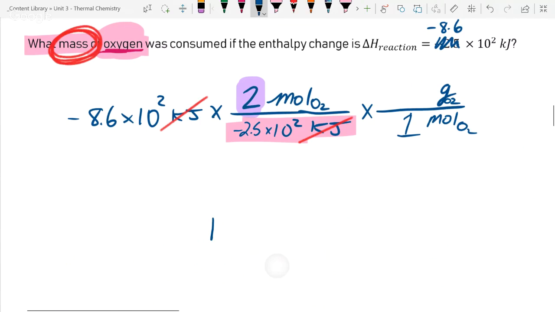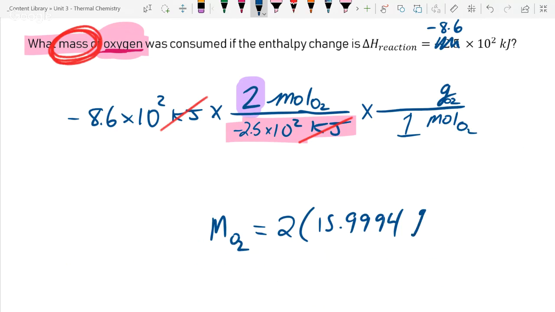Double it, right? We would say the mass of O2, again, you don't have to write this out, but if you felt so inclined, you would say it's 2 times 15.9994 grams per mole, and that's going to give us what? 31.99986? Is that true?